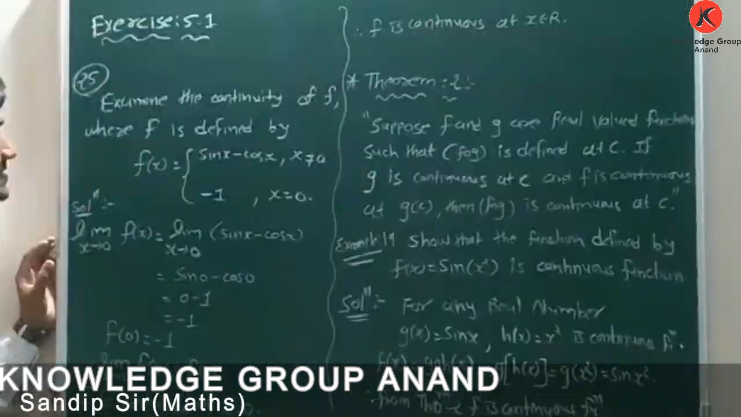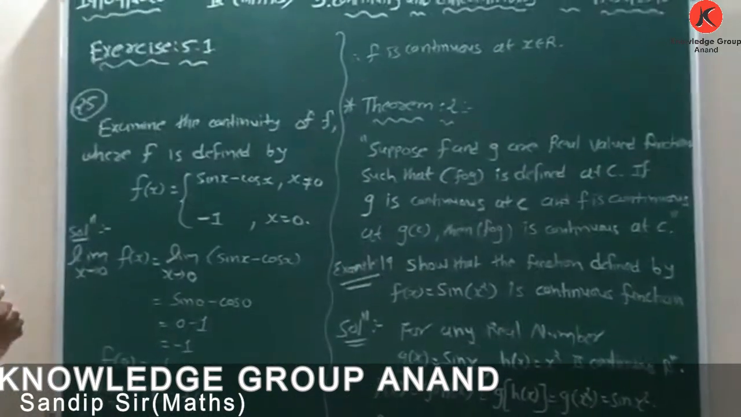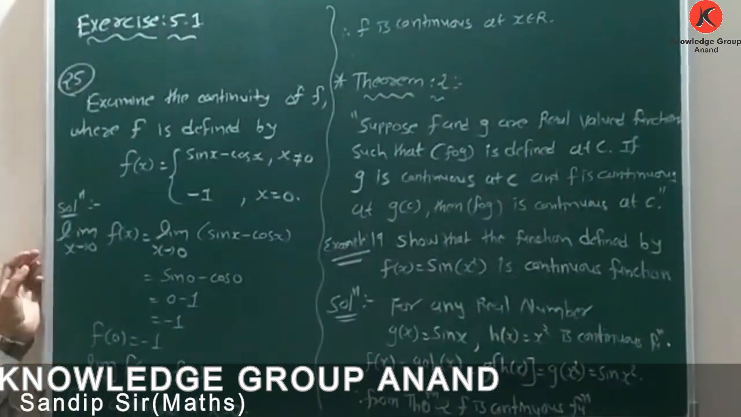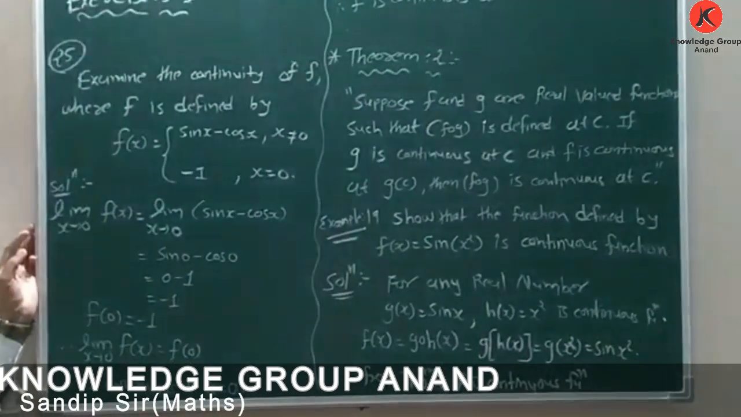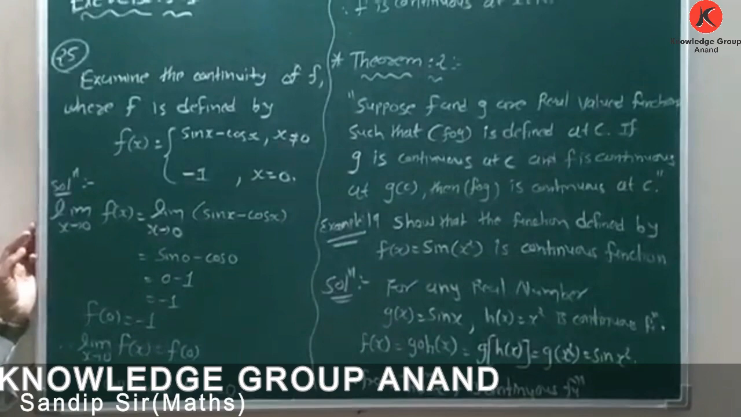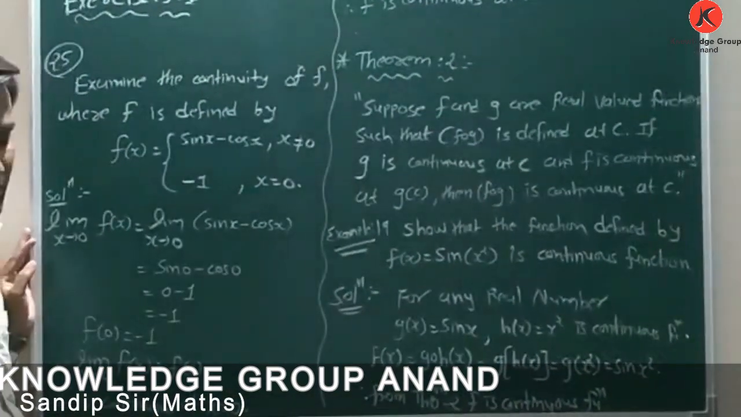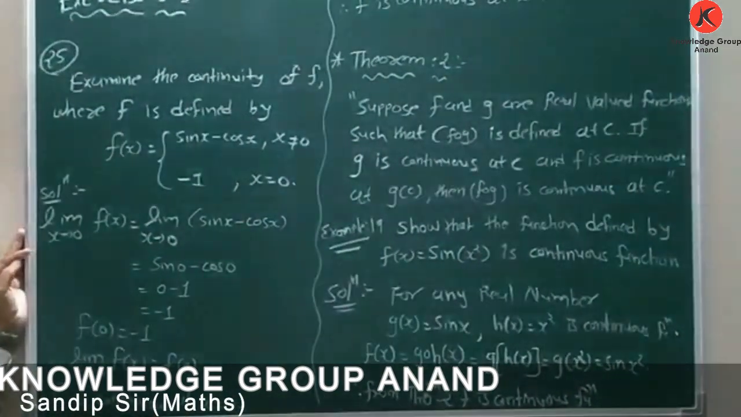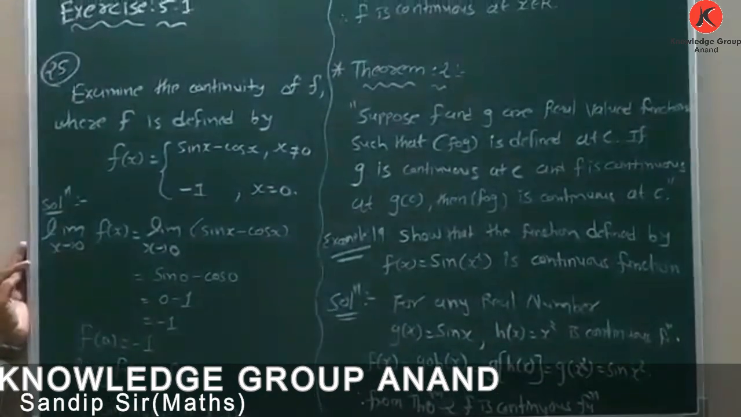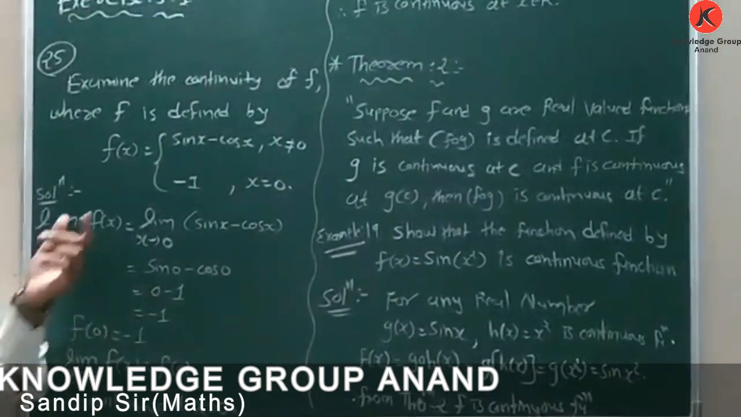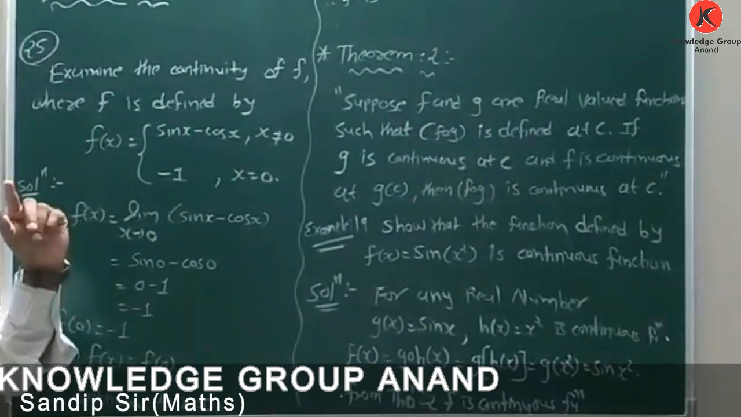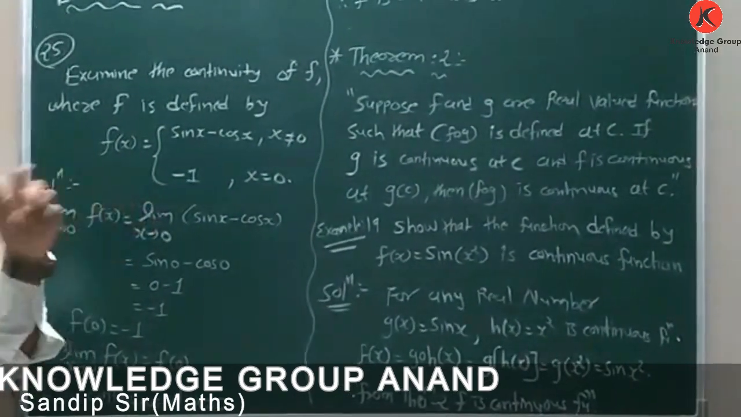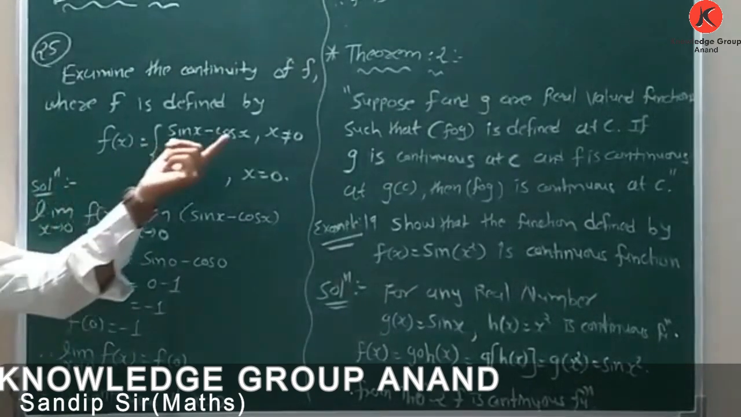Okay, exercise 5.1, 25 number example. Examine the continuity of f where f is defined by f of x is equal to sin x minus cos x, where x is not equal to 0, and minus 1 where x is equal to 0. Okay, so first of all you have to know that for x is not equal to 0, that means for a value of x greater than 0 as well as x less than 0, the function will be the same.